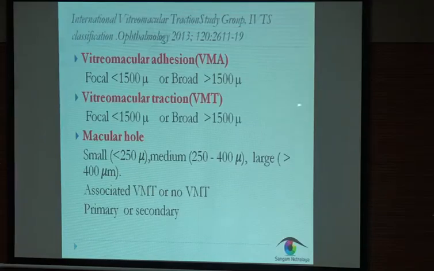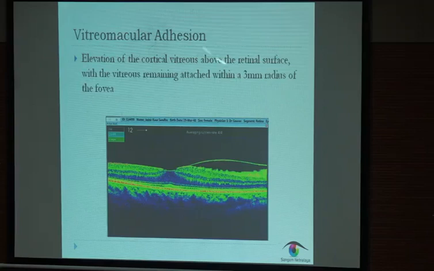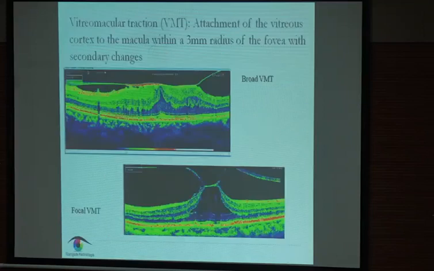The other thing to look at is the vitreomacular interface, which is also very important. It is the interface between the vitreous and the retina. We can have vitreomacular adhesion, which is the elevation of cortical vitreous above the retinal surface, with vitreous remaining attached within a 3 millimeter radius of the fovea. This is the posterior layer of vitreous which is still attached to the central 3 millimeter zone of the fovea.